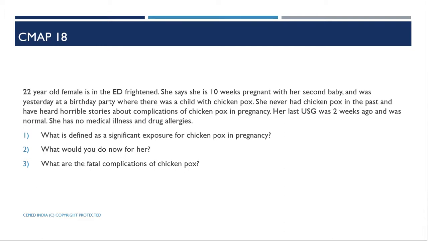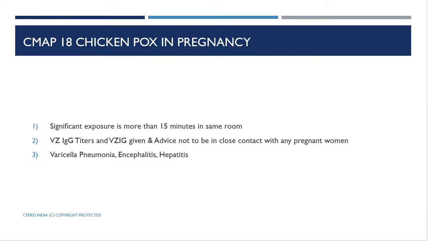And what are fatal complications? You can classify it as maternal and fetal. In the early pregnancy it is fetal, and in the late pregnancy it is maternal. In the early pregnancy it is fetal, so fetal varicella syndrome. In the late pregnancy it is maternal, so maternal pneumonitis, encephalitis and hepatitis.